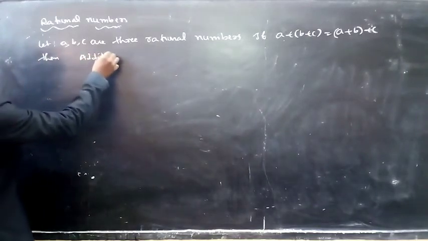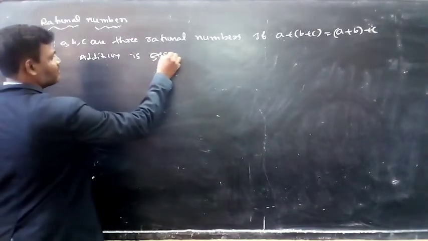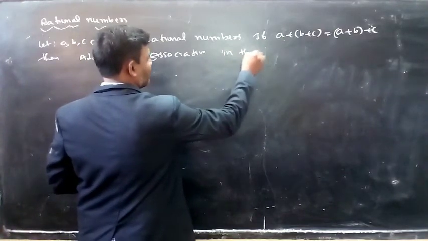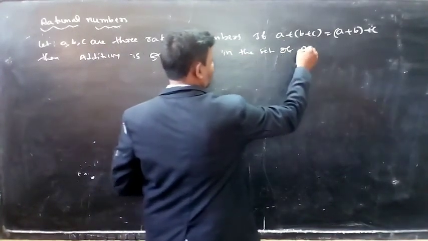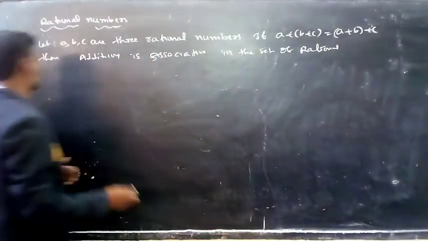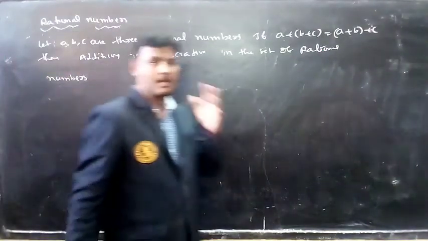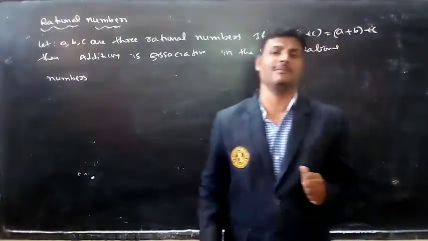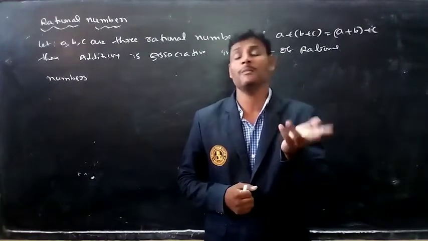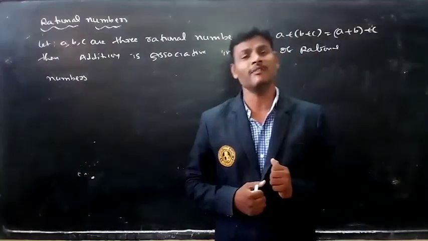addition is associative in the set of rational numbers. Let a, b, c be three rational numbers. If the result of (a + b) + c is equal to a + (b + c), then addition is associative in the set of rational numbers.